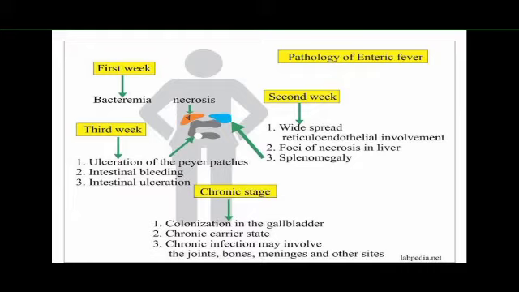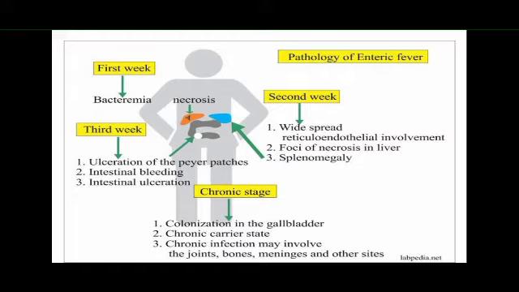Now, if we discuss the clinical features of typhoid, during the first week there are headache, cough, and sore throat in the prodromal stage, and the disease classically presents with a step-ladder rise in temperature, which occurs for 4 to 5 days, combined with nausea, abdominal pain, constipation, and pea-soup diarrhea.